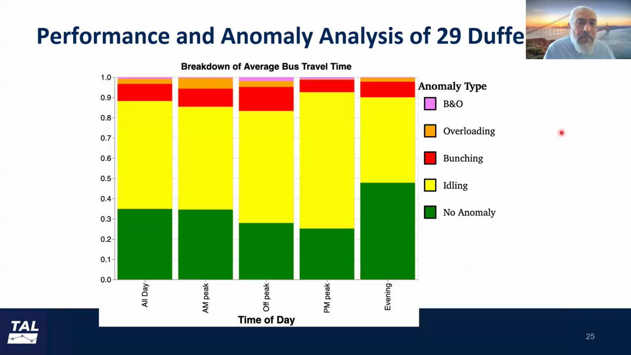This is a busy corridor. But one of the fun graphs here is that IROM can decompose the trip into its components: how much of the time the trip is traveling with no anomaly, problem-free essentially, how much of the time, in terms of percentage, it's bunching, how much of the time it's overcrowding, and how much of the time is idling. Of course, idling really includes dwell time at stops. It includes signal delays. It may also include some holding actions by the operator.